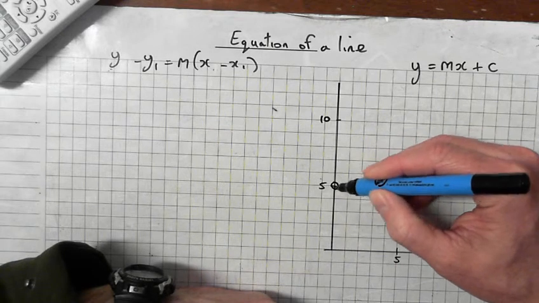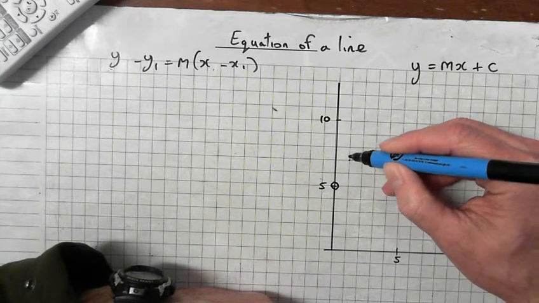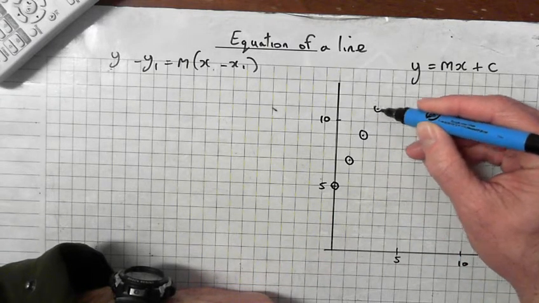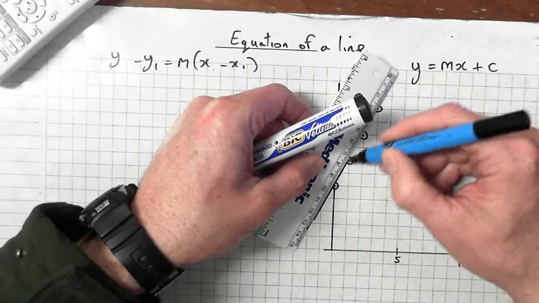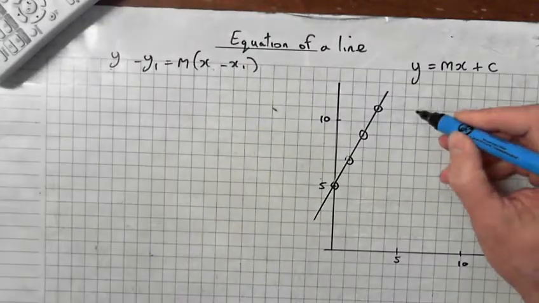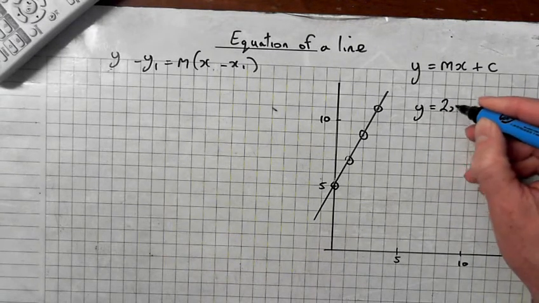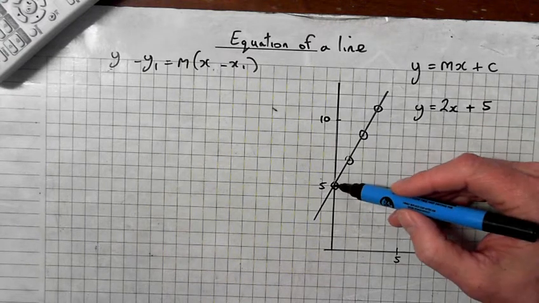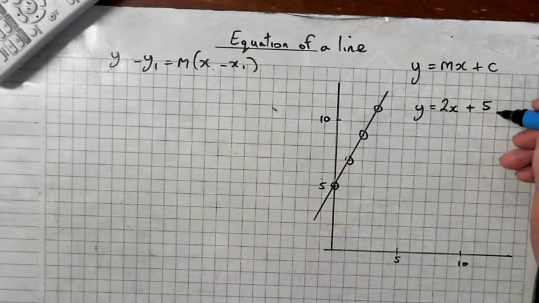So slope of 2 means step right 2 and up 2. Right, so there's a line. What's the equation of that line straight away? Y is equal to 2x, because that's the slope, plus 5. Why 5? That's where it crosses the y-axis. That's the slope, and that's where it crosses the y-axis.